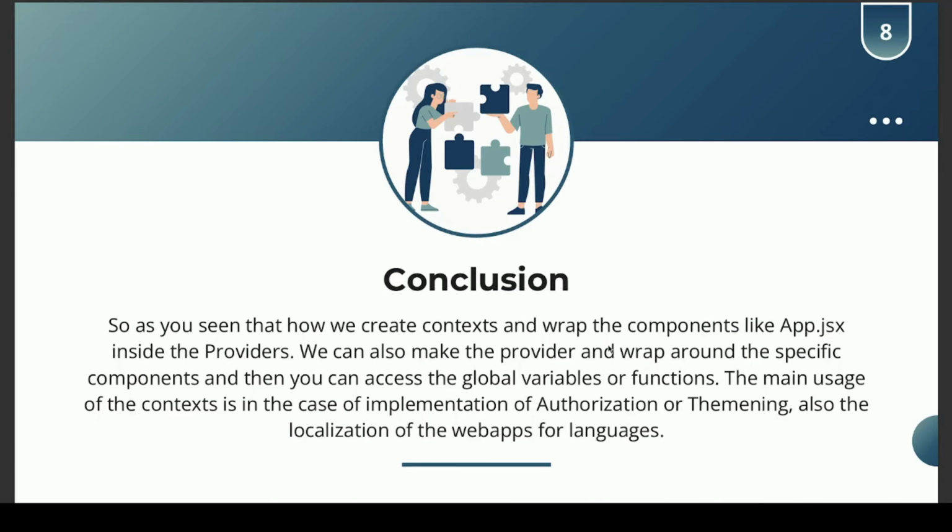So as you've seen how we create the context and wrap components like app.jsx inside the providers, we can also make the provider and wrap around specific components too. And then you can access the global variables or functions. The main usage of context is in implementation of authorization or theming. Also the localization of web apps for different languages is a good example.